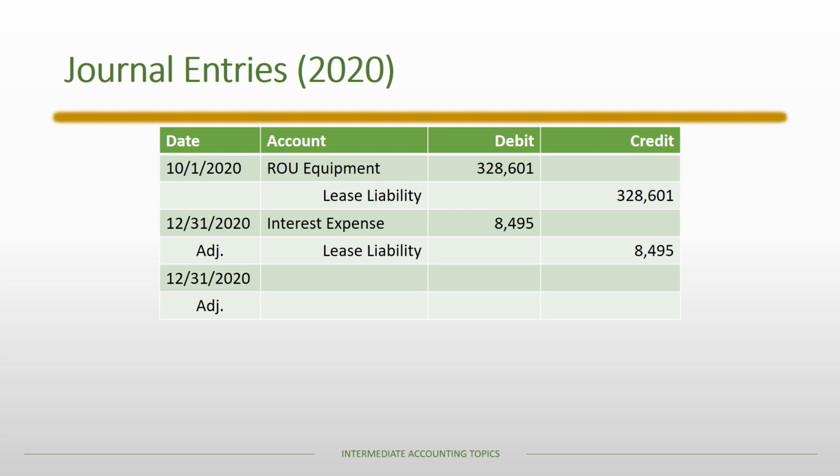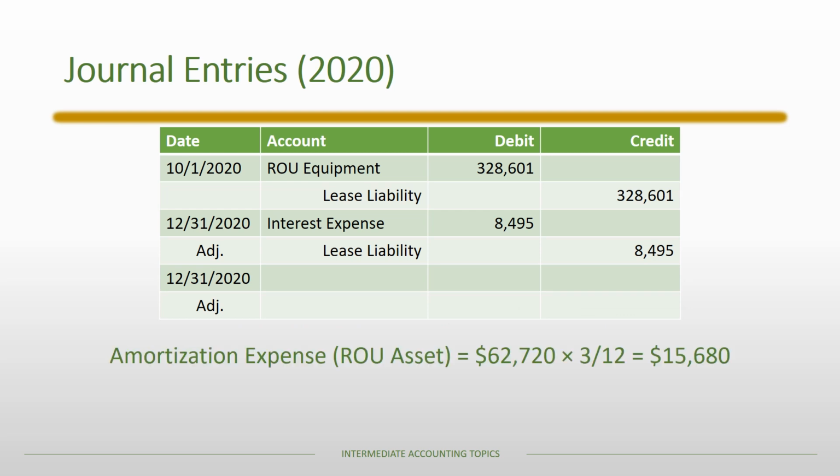The second adjusting entry is the amortization of the right of use asset. In this case, we're not leasing the asset for the entire year, and so we need to prorate the amortization. We take the annual amount, $62,720, and multiply it by 3/12. And so the amortization for 2020 is $15,680.